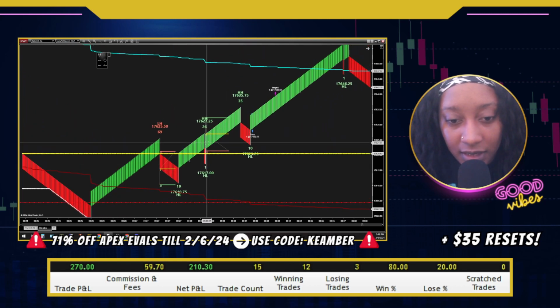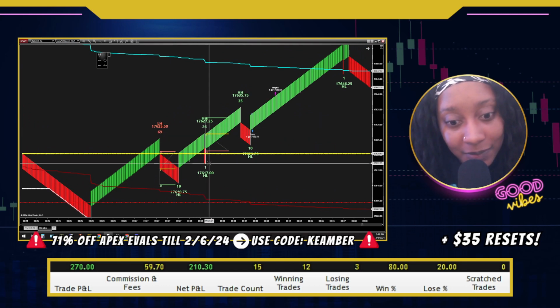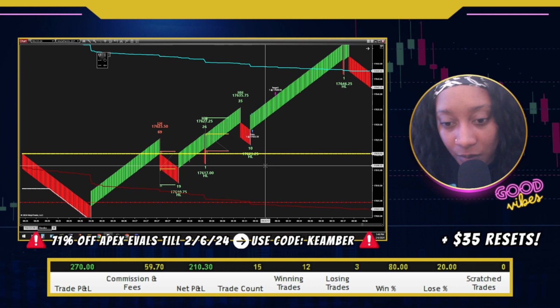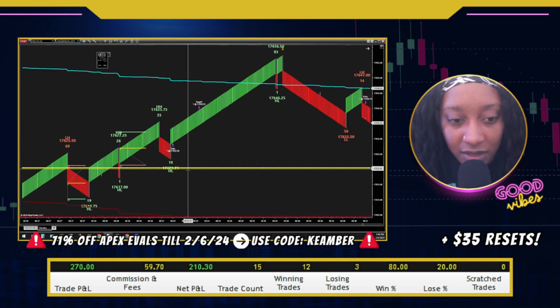Let's see. This one was a 1 bar pullback that I called out on the stream, and I was like, I was supposed to be in that. And that one was a full win. So then we have the next trade that I did actually take.